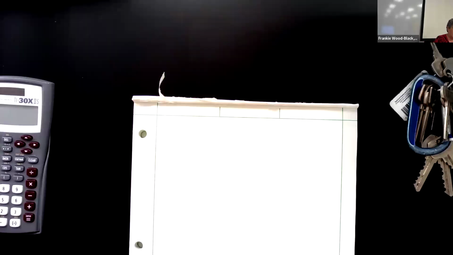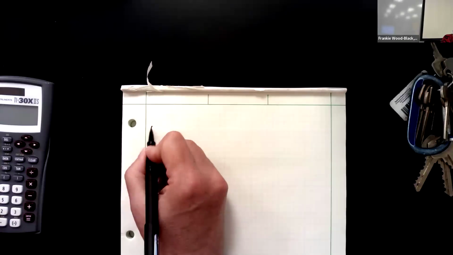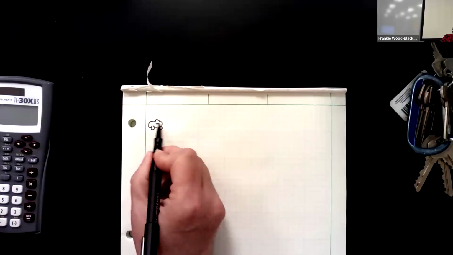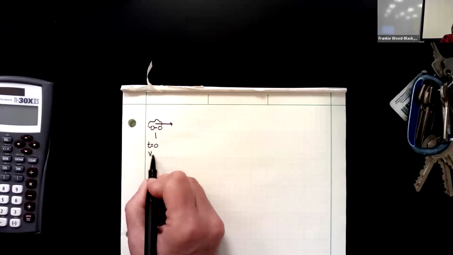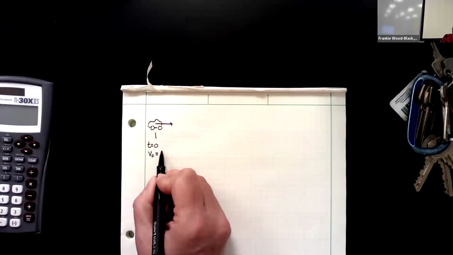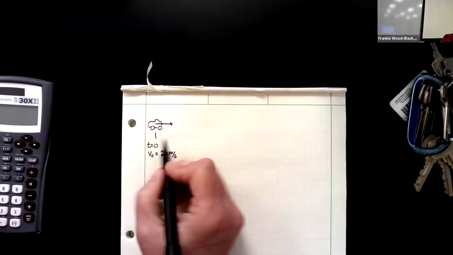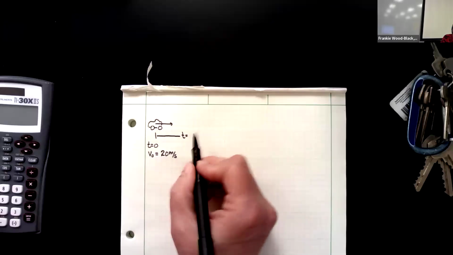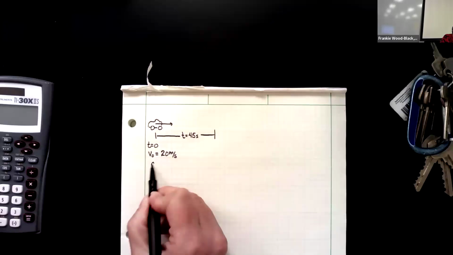This one's going to be a little more complex. So we've got a car traveling down the road. At time t equal to 0, the car has an initial velocity of 20 meters per second, and it's going to travel down the road for a time equal to 45 seconds at a constant velocity.